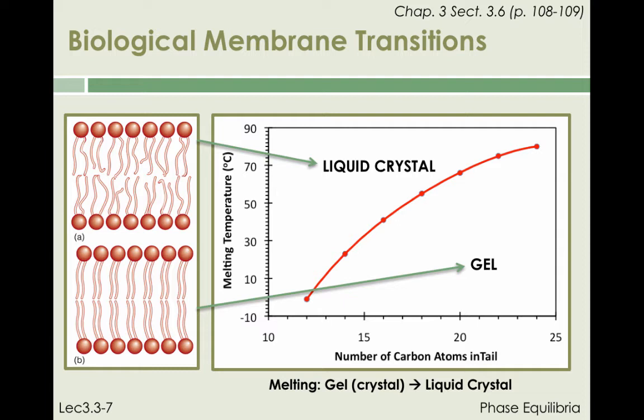As discussed above, the stability of the crystalline gel phase increases with the length, that is, with the number of carbon atoms in the tail. For instance, while the gel to liquid crystal transition is observed around room temperature for a 14 carbon atom tail and around 65 degrees Celsius for a 20 carbon atom tail.